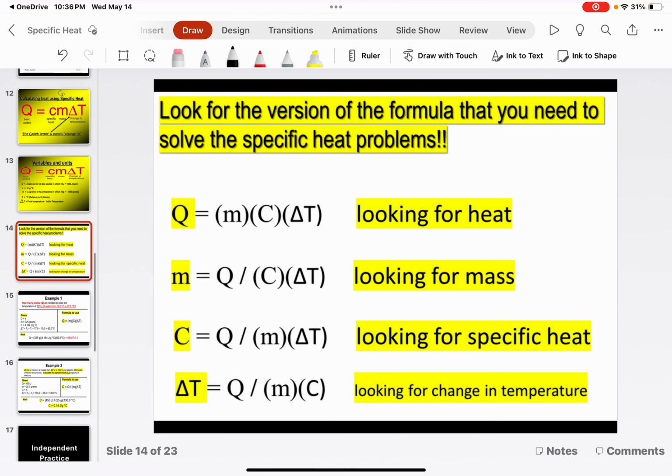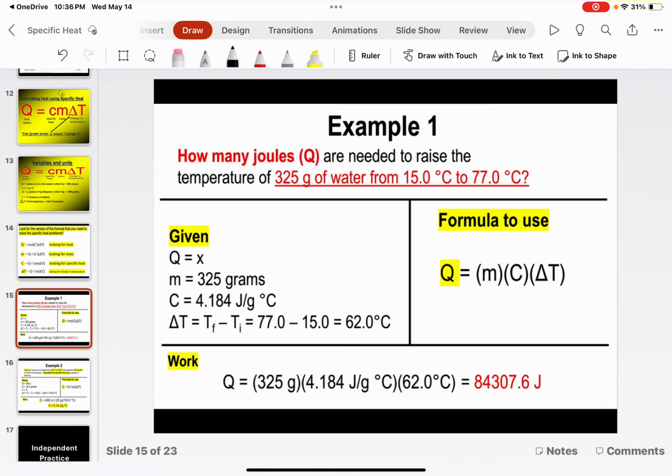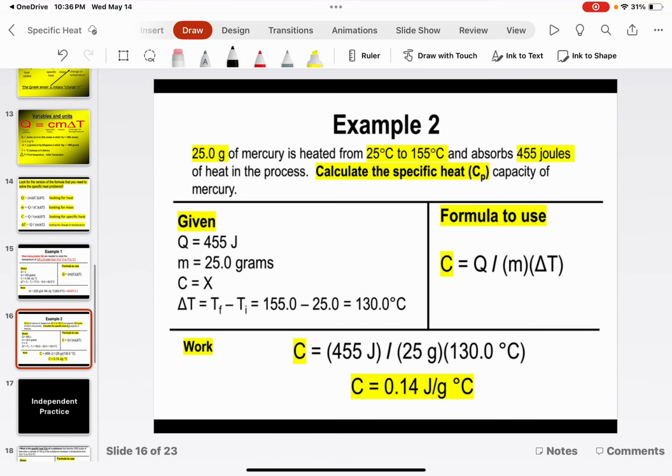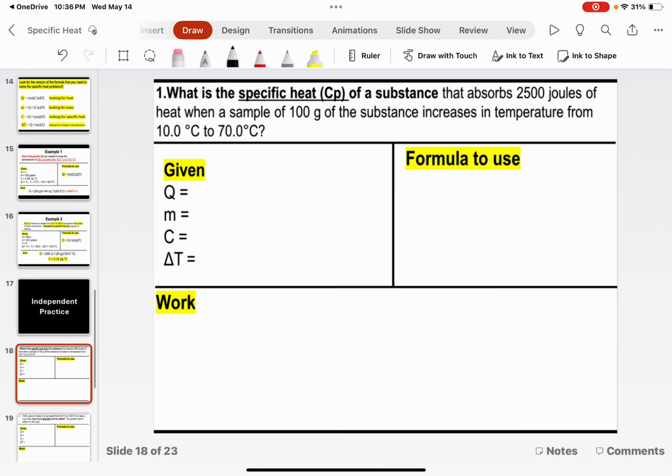Okay, so these examples are already done for you, so I'm going to let you go back and look at them as a reference, but I'm going to go ahead and practice with you by doing some of the problems from the independent practice.